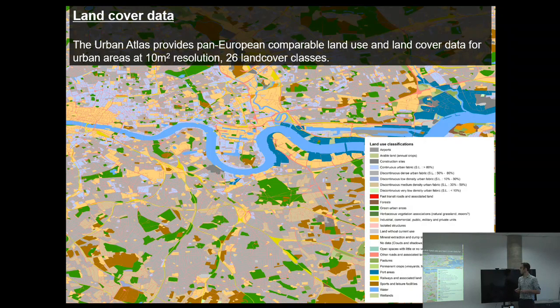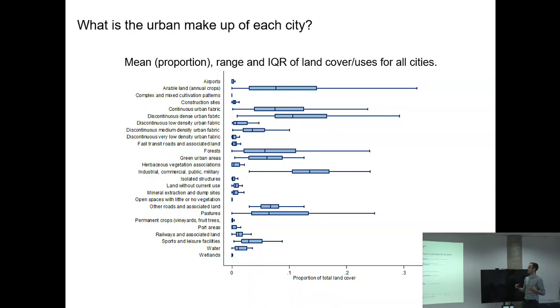And what we could do for those 66 European cities, we could actually look at the makeup of each city and look at some box and whisker plots to see the mean proportion, range and interquartile range of the land covers for all of the cities.